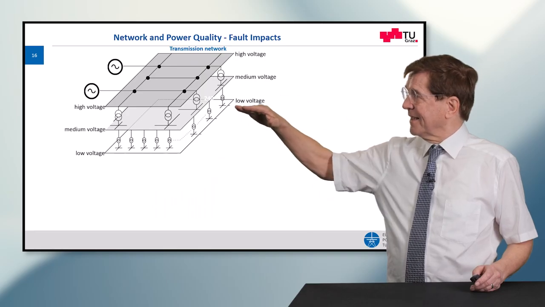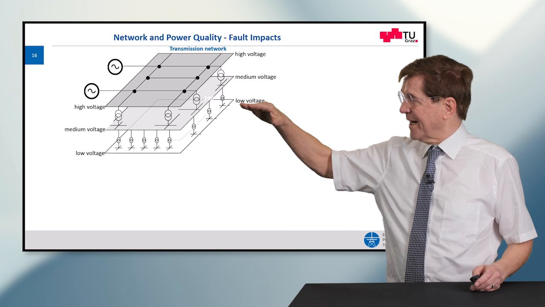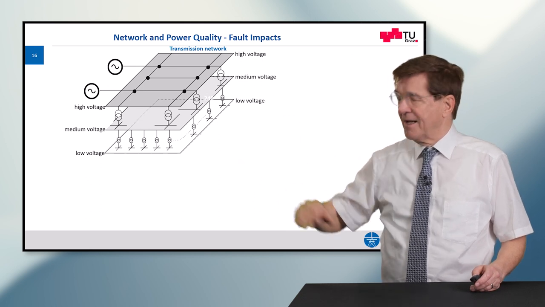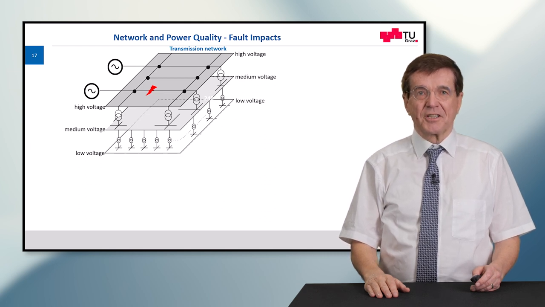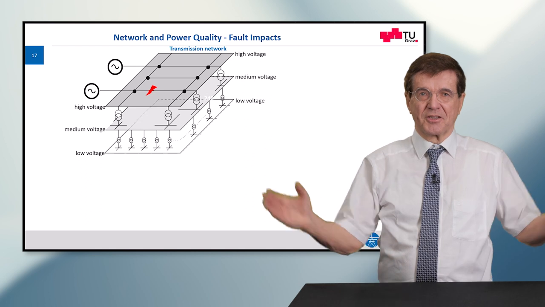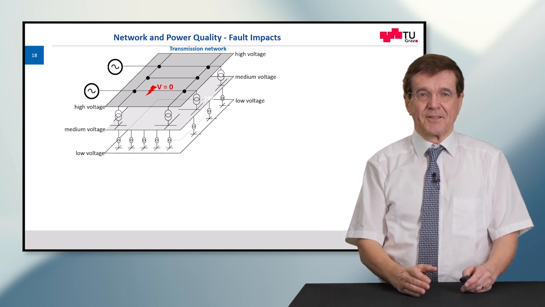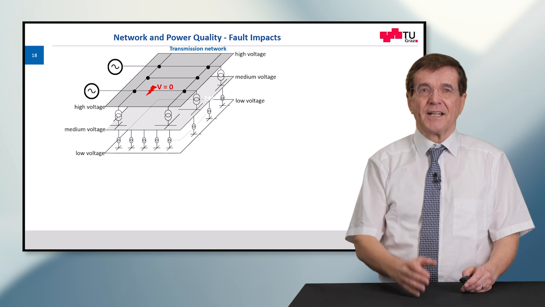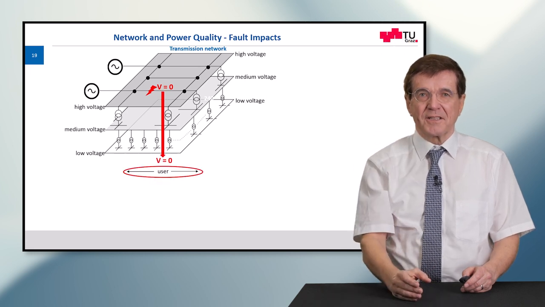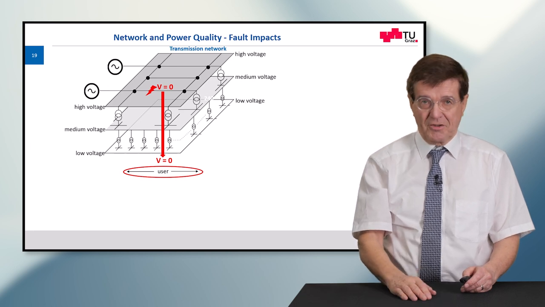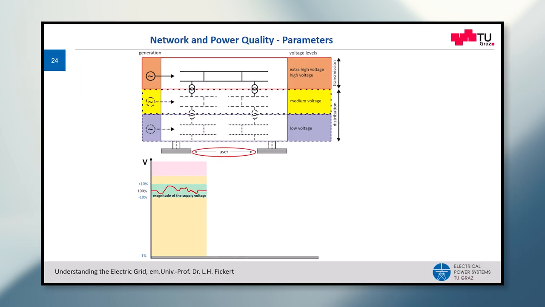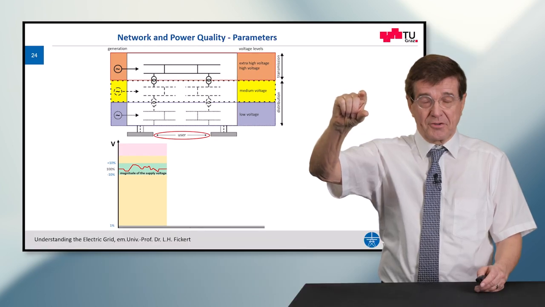Here you can see again a typical network made up of the levels high voltage, medium voltage, low voltage. And if a fault occurs in the high voltage network, the voltage at the fault point is zero. The voltage is short circuit, as we say. So this means this zero voltage is transferred straight back to the users, so they do not experience voltage anymore. They have a voltage dip or voltage loss even.